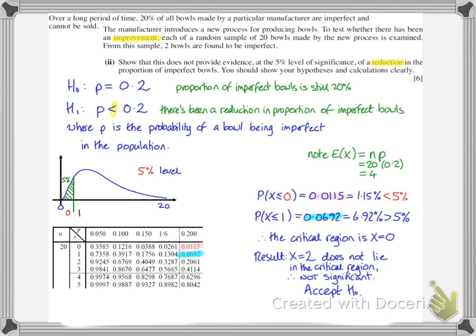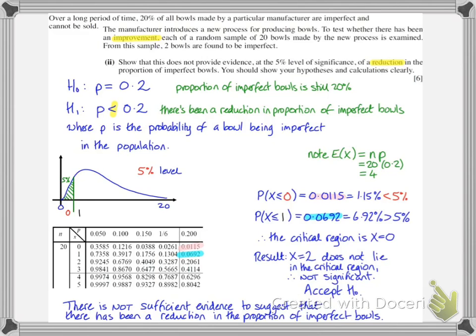When we make our final conclusion, we're not quite as bold as to say there's definitely not been a reduction in the proportion. What we say is that there is not sufficient evidence to suggest, and then we use the wording of the alternative hypothesis. So: there is not sufficient evidence to suggest that there has been a reduction in the proportion of imperfect bowls. Now in the question, we were asked to show that this does not provide evidence, so we know the outcome we were expecting, and all this working is backing that up.